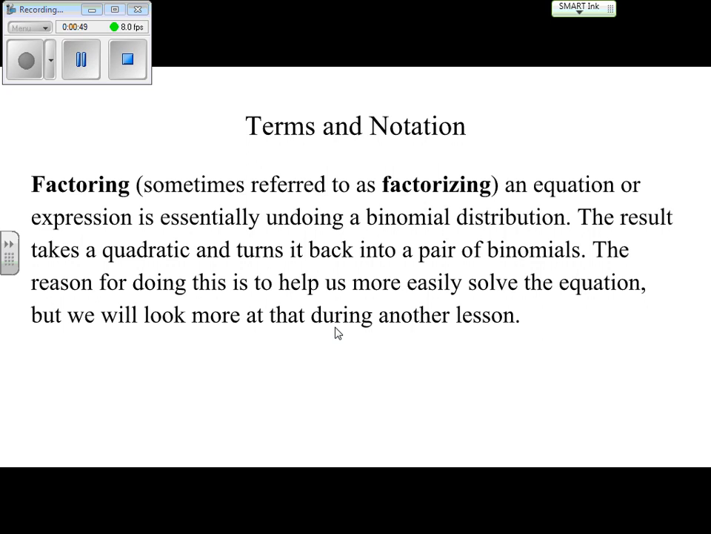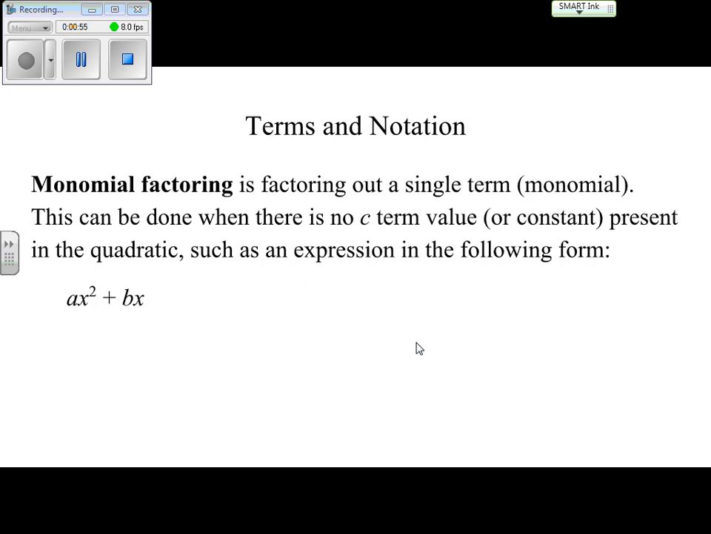Again, factoring can be called factorizing. Our goal is to get it into a pair of binomials. We first need to talk today about something known as monomial factoring.